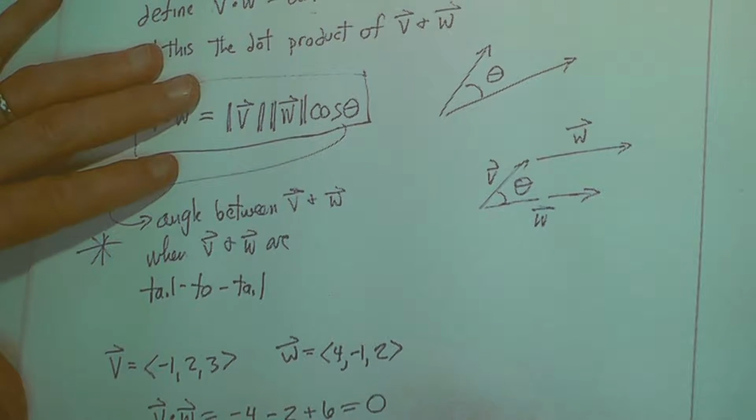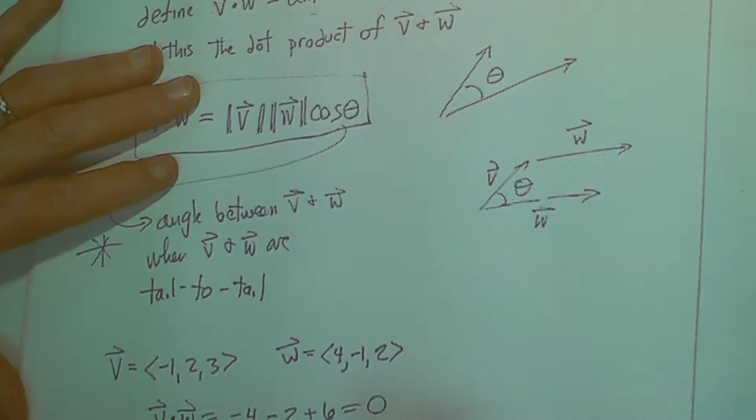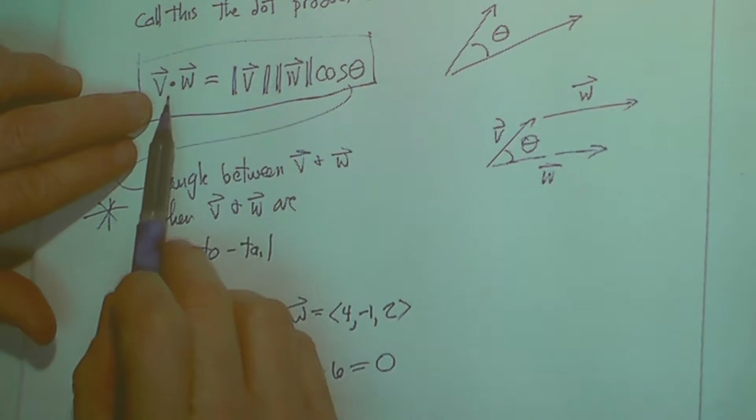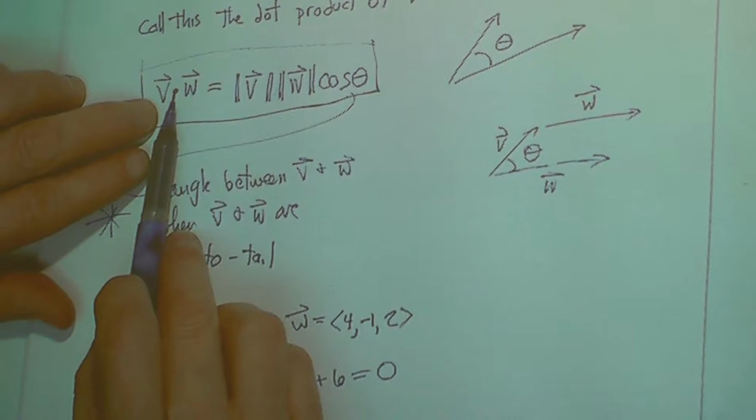But they're trivial to compute. Okay? This is the algebraic description of a dot product.